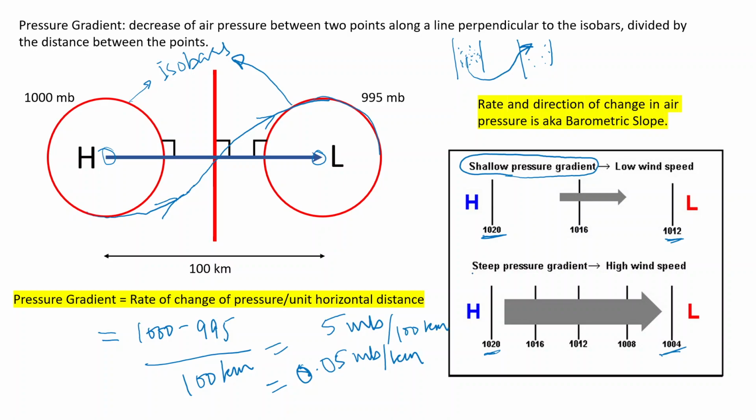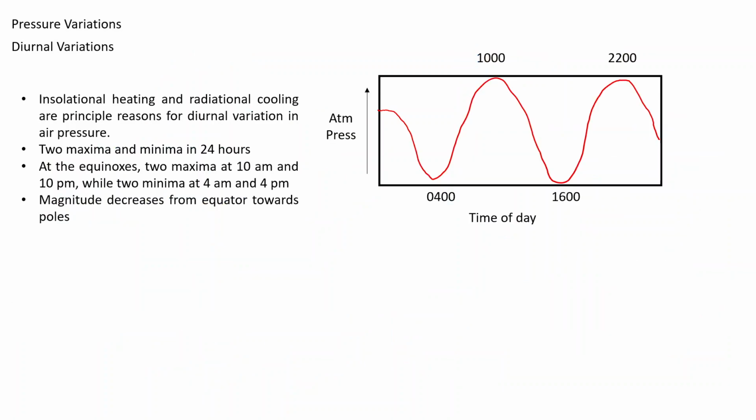So here the pressure gradient will be steep and wind speed will be high. This pressure gradient is a very important property which helps in the generation of winds, and of course it controls the weather systems. Now, let us look at the types of pressure variations.